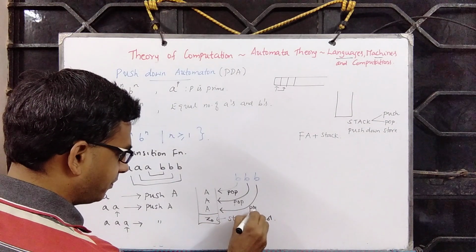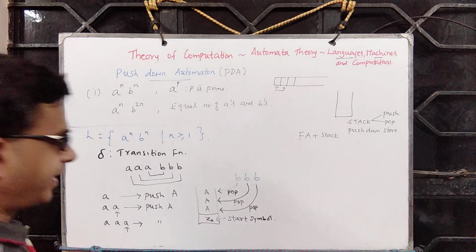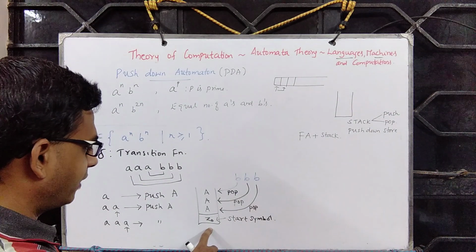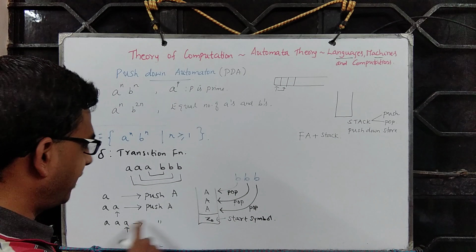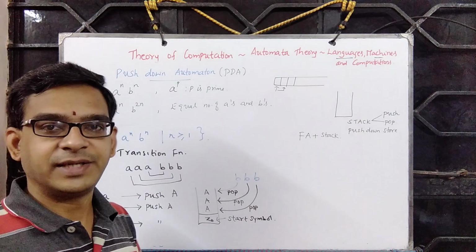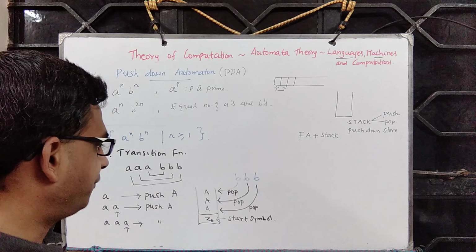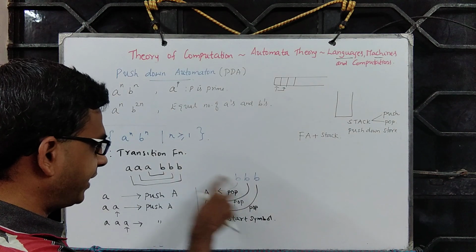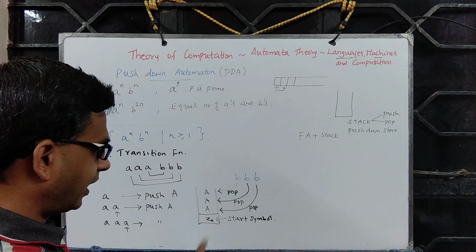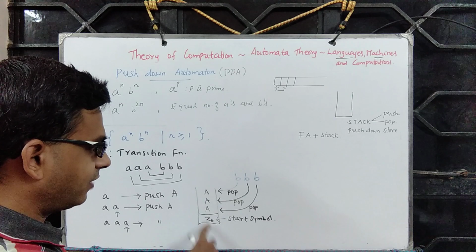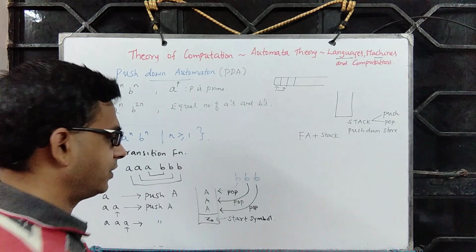Okay, we perform pop. So finally, we reach the start symbol, which means the number of A's read and the number of B's read are one and the same. So what is the configuration? You are at a state where the input tape is empty and the stack contains Z0, which means the start symbol, which means it's a valid input.